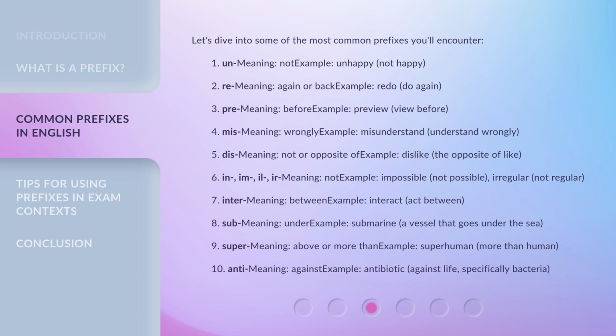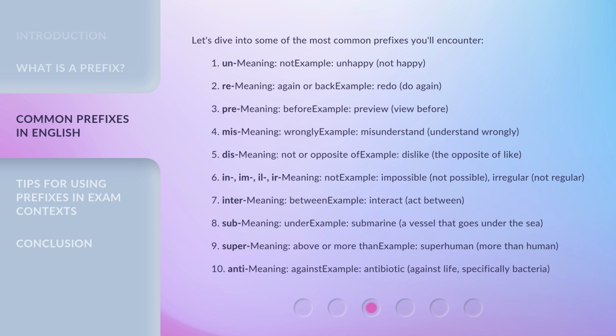1. Un- meaning not. Example: unhappy, not happy. 2. Re- meaning again or back. Example: redo, do again. 3. Pre- meaning before. Example: preview, view before. 4. Mis- meaning wrongly. Example: misunderstand, understand wrongly. 5. Dis- meaning not or opposite of. Example: dislike, the opposite of like.